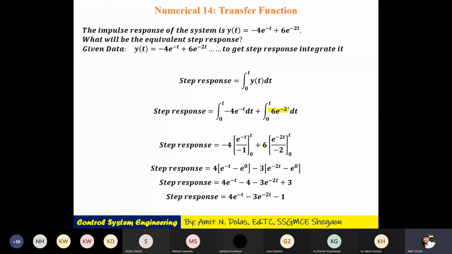Its integration with respect to time will be e raised to power -2t divided by -2, putting the limits. So putting the limits into the above equation and solving that, finally we get 4 e raised to power -t minus 3 e raised to power -2t minus 1. So this is the step response. Now you can see there is a particular system, and if we give the system an impulse signal, this response comes, and if we give a step signal as input, then we will get this response.